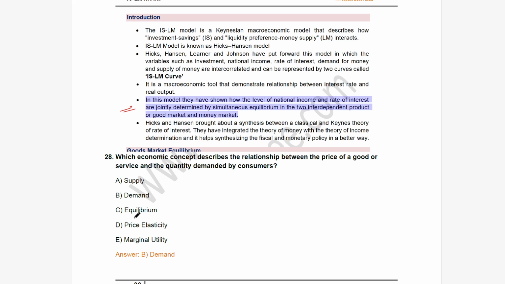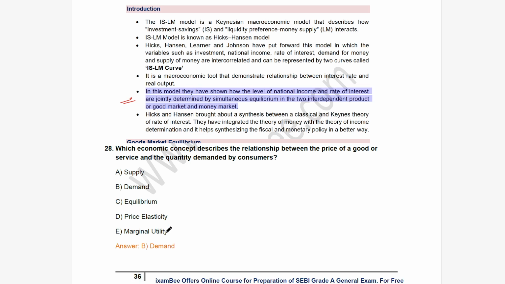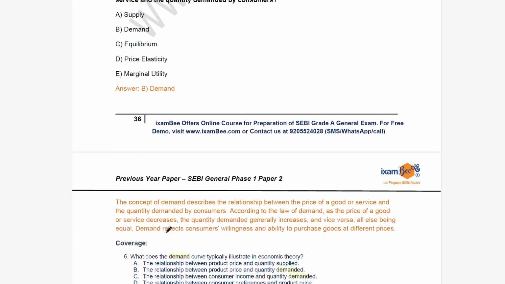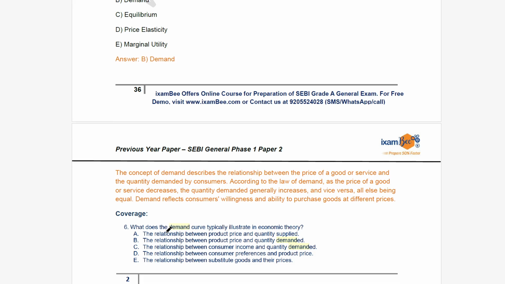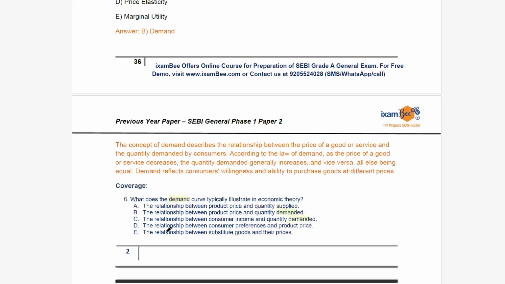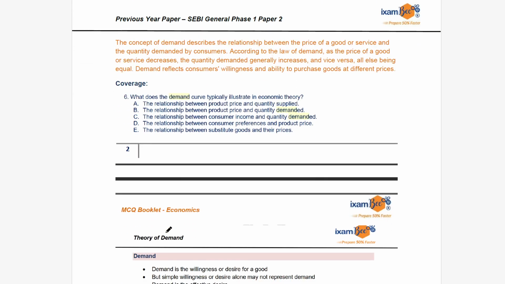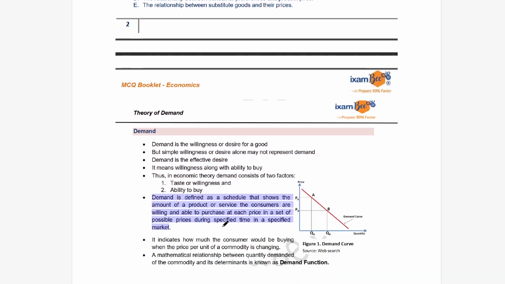Next question, very easy. A lot of students got confused and made a mistake over here. Which economic concept describes the relationship between price of a good and the quantity? Some of you have mentioned it as elasticity. It is not elasticity. It is demand, simple demand, nothing else. That is what typically a demand curve or the demand schedule specifies. Again, we had questions on this. We have discussed it even in videos and notes.